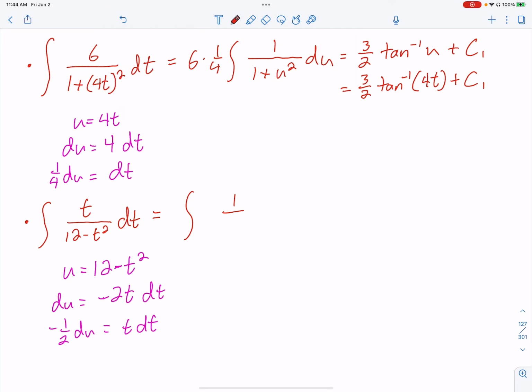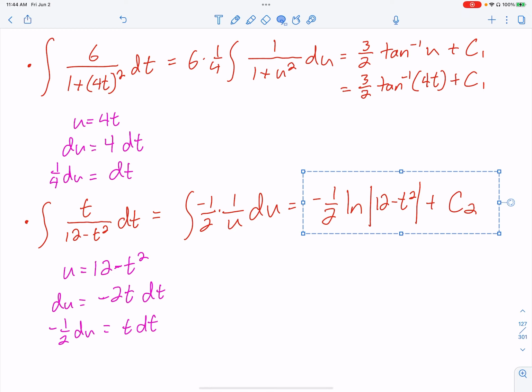Okay, so now I can replace. It's the integral, it's 1 over u. Oh, don't forget your negative 1/2 here, du. All right, that is negative 1/2 ln the absolute value of 12 minus t squared, that's u, plus c2. Let me do another one of these with u in for your notes.